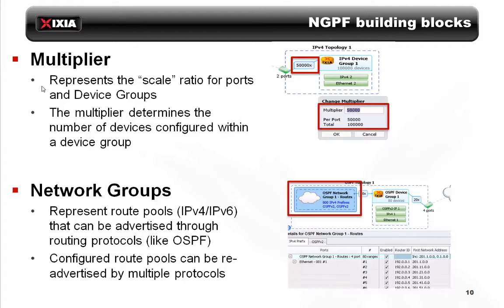is what's supported. The next term here is network groups. Network groups is basically route pools, IPv4, IPv6 route pools. They can be advertised through the protocols like OSPF, and of course the route pools can be used by multiple protocols. As you can see here, this is kind of like route ranges behind the routers themselves, and you can see at the bottom of the grid here where you configure the route, the starting address, the routes, and the ending address.